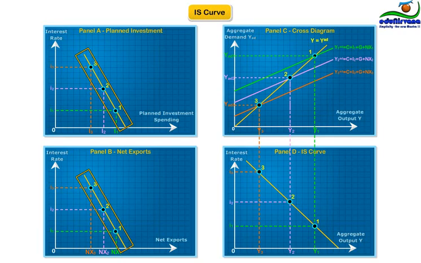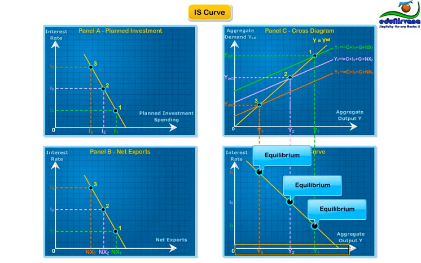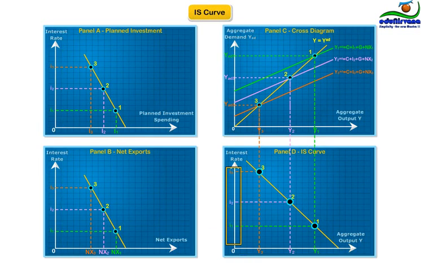The negative slope in panel A and B indicates that higher interest rate results in lower planned investment spending and net exports, and hence lower equilibrium output in panel D. The IS curve traces out the points at which the total quantity of goods produced equals the total quantity of goods demanded at different interest rates. It describes points at which the goods market is in equilibrium at different interest rates.